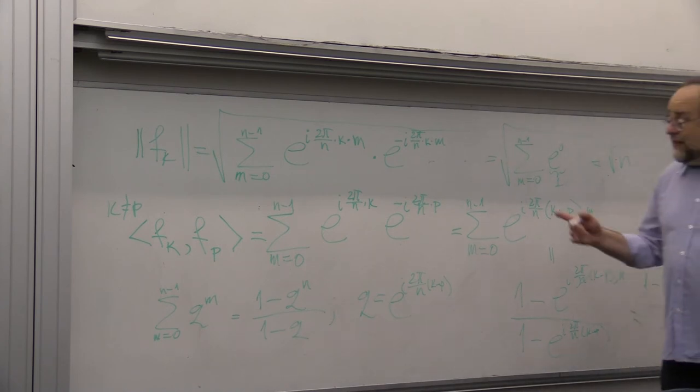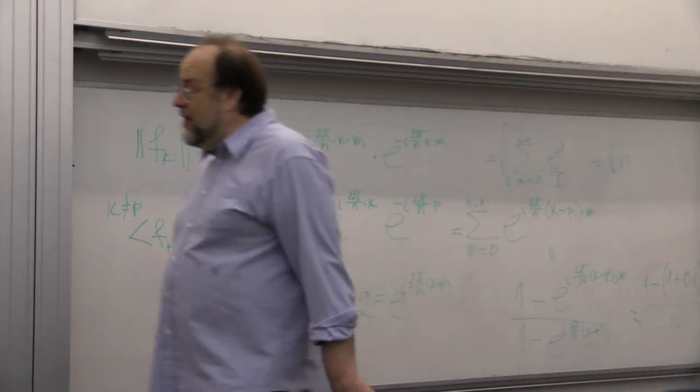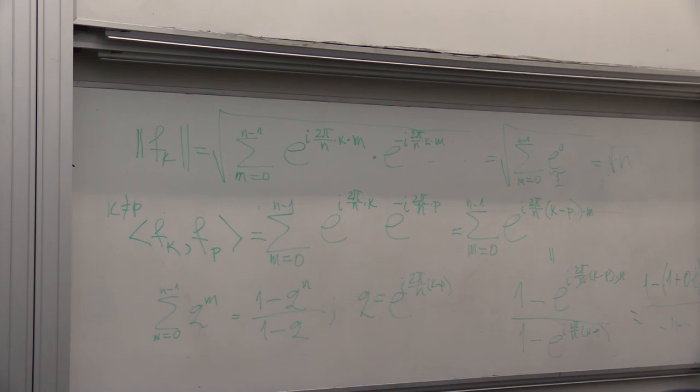So what is the upshot? This basis is an orthogonal basis, and if I divide these guys by square root of n, then I get an orthonormal basis, namely the basis of orthogonal vectors whose length is unit 1.